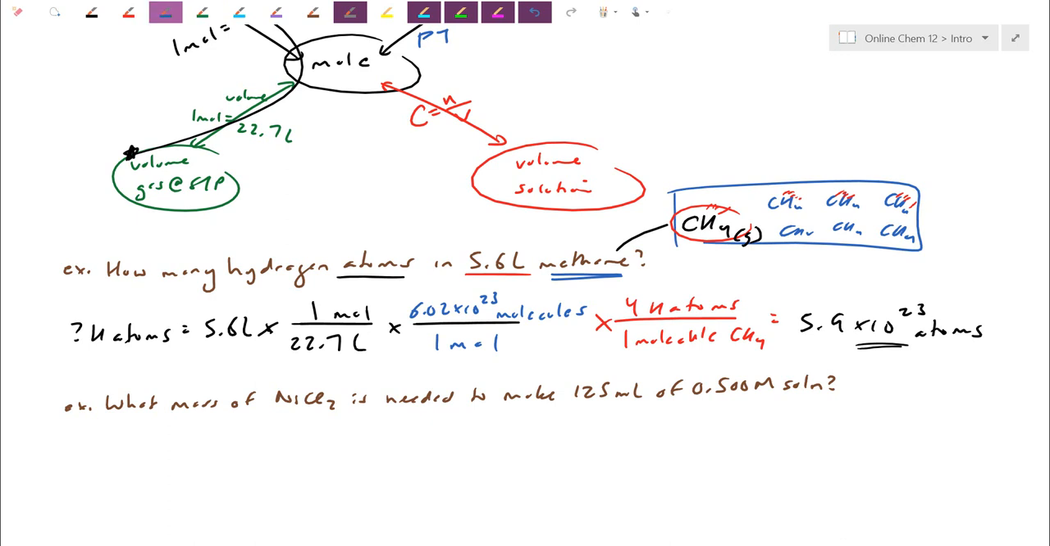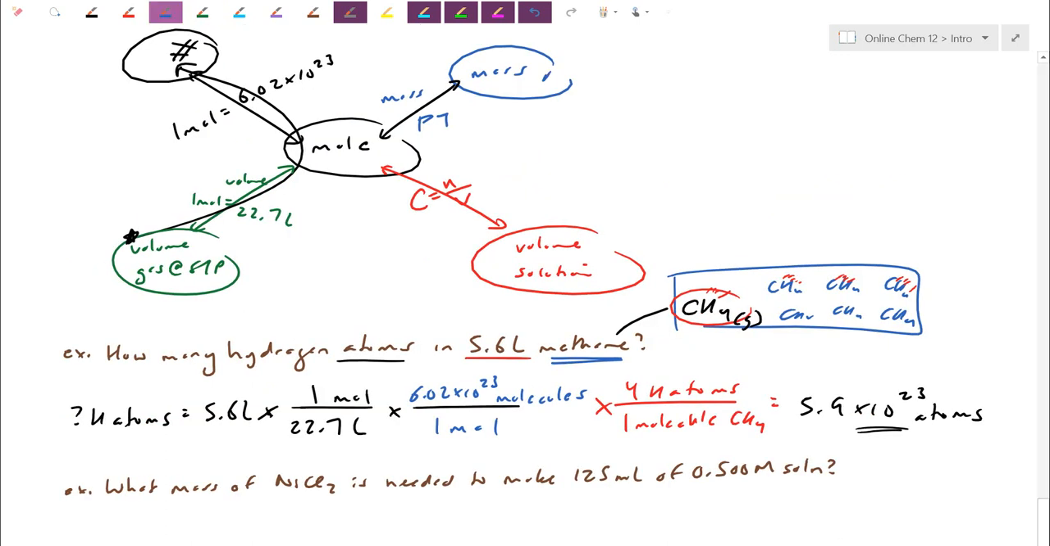Next question here is a little bit harder. I'm interested in finding mass, so I'm interested in getting over here. And what I'm given is actually two numbers. Whenever we have solution problems, we're always given two. I always ask you, well, start off with the number that's easier to work with. In this case here, I would say, well, 125 milliliters, that's a volume. I'm starting over here. Seems easy enough.